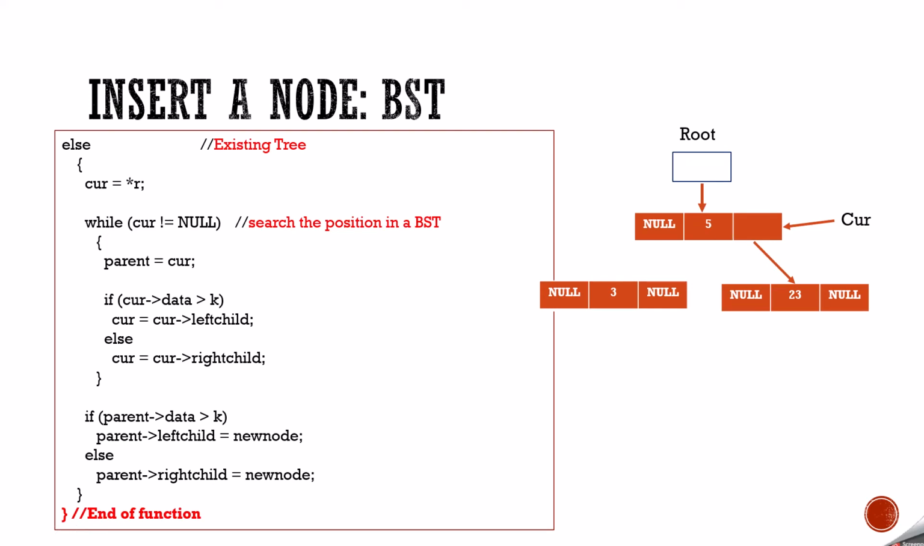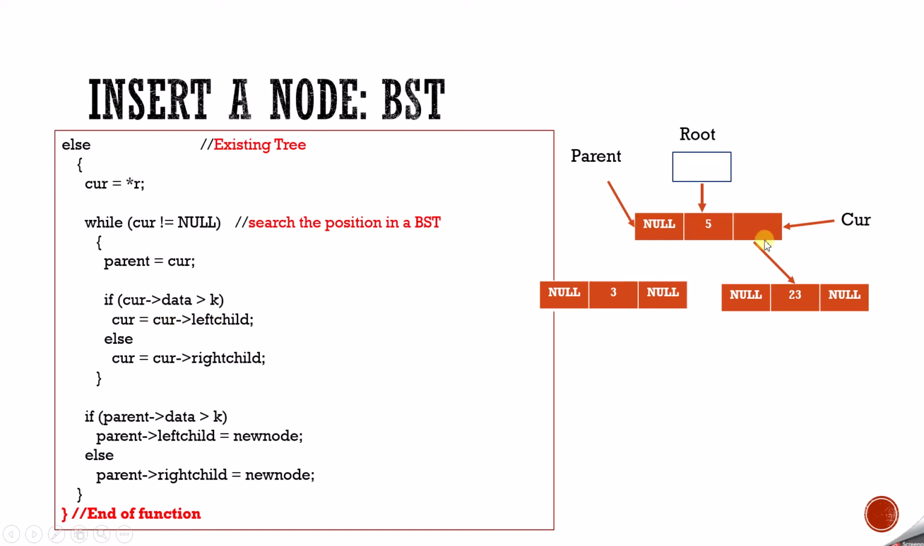Now we'll proceed like the previous case. We take the help of another pointer called parent, which takes the value of car, so parent is also now pointing to the root node. Again I am checking whether car arrow data is greater than k. Yes, car arrow data is greater than the current k, that is 3. So naturally it will do car equals car arrow left.